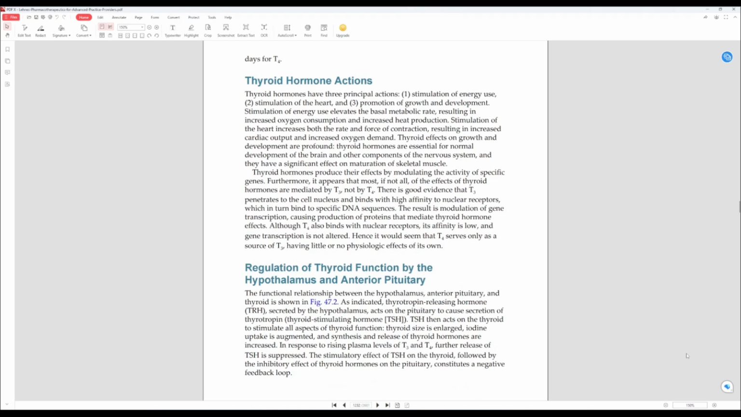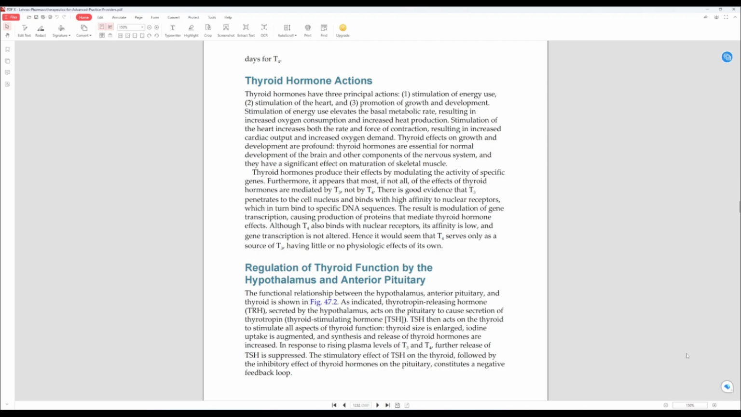Thyroid hormone actions. So what do they do? The thyroid hormones have three principal actions: the stimulation of energy use, stimulation of the heart rate, and the promotion of growth and development. The stimulation of energy use elevates the basal metabolic rate, resulting in increased oxygen consumption and increased heat production. Stimulation of the heart rate increases both the rate and force of contraction, resulting in increased cardiac output and increased oxygen demand. Thyroid effects on growth and development are profound.